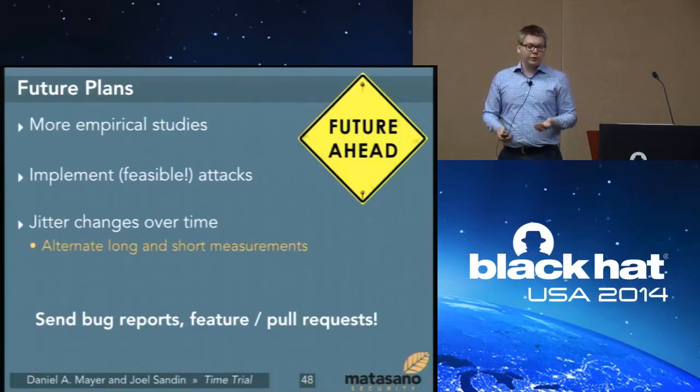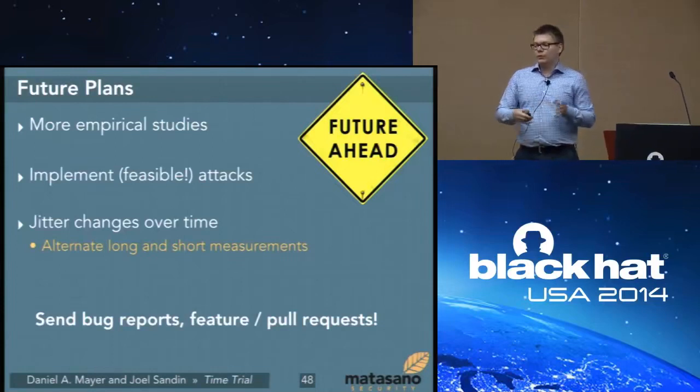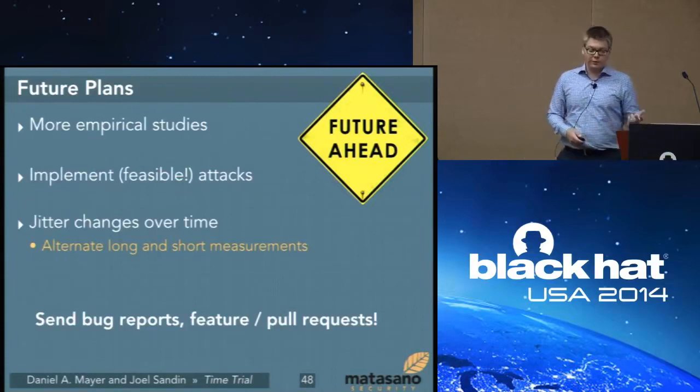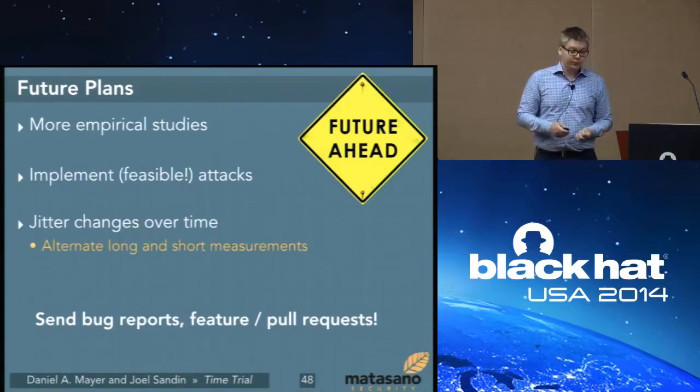So what we might want to do is interleave our measurements. So do first one short measurement, then one long measurement, then one short, one long, so that way both measurements see a much closer quality of the network during the experiment, and then we may be getting a much better resolution for our timing attacks. So that's something which we're going to do in the near future.